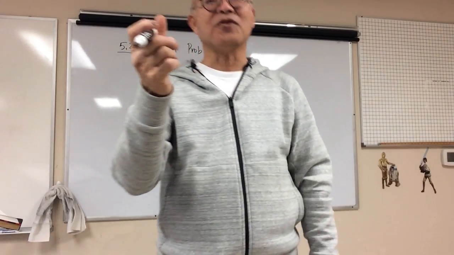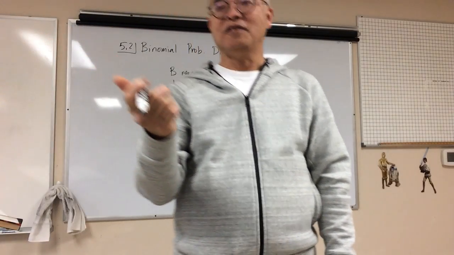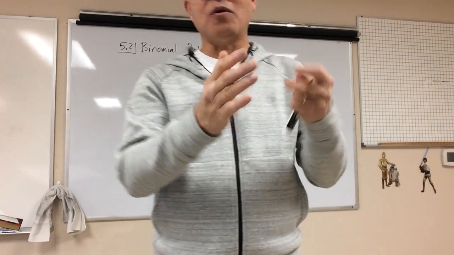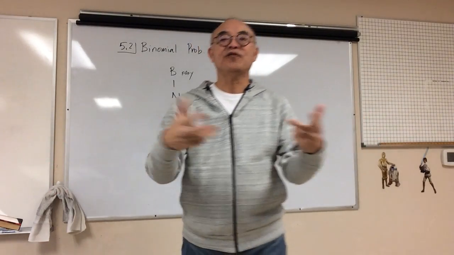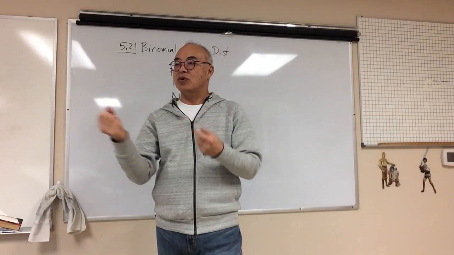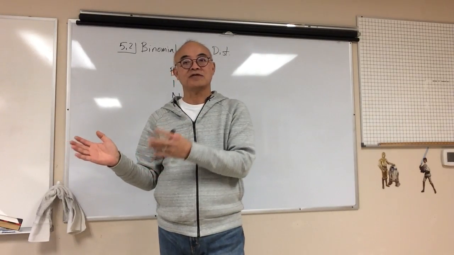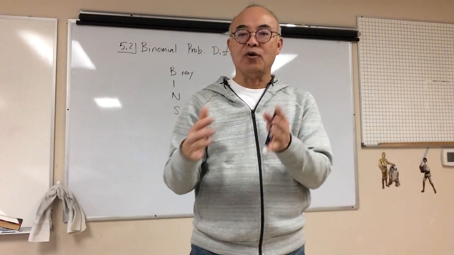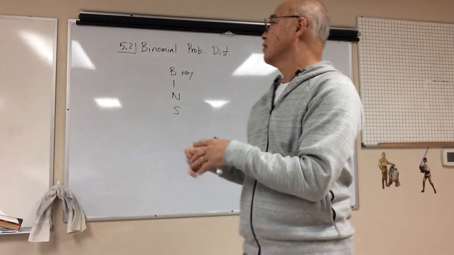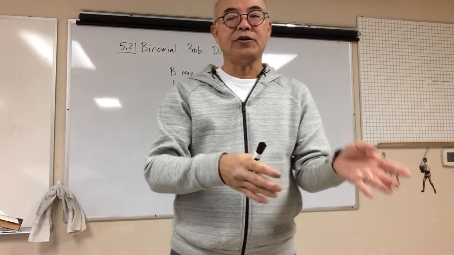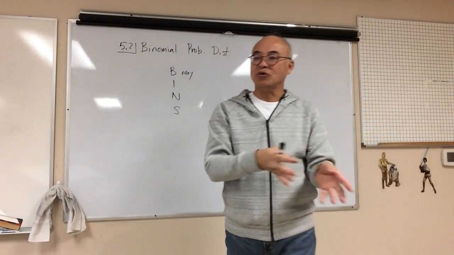You flip a coin, it's either a head or a tail, right? You roll the dice, there's a probability of getting like 1 through 6, but you can define success as rolling a 1, everything else a failure. Right? So you can make it a binomial distribution. Okay? So it has to be binary. There's a success or a failure. You win or you lose.